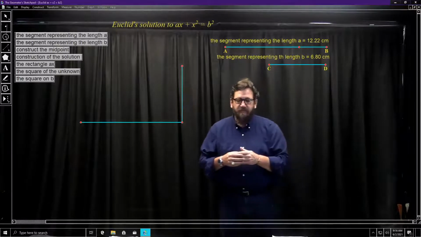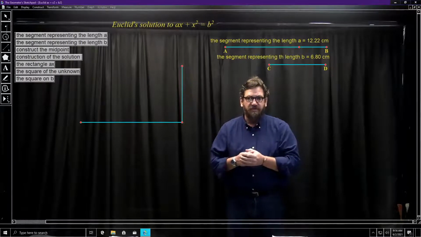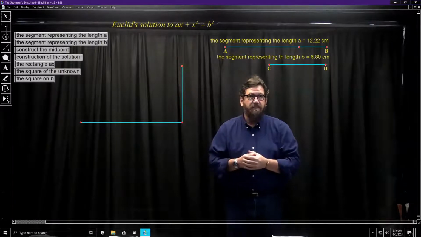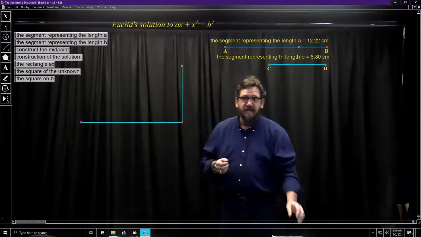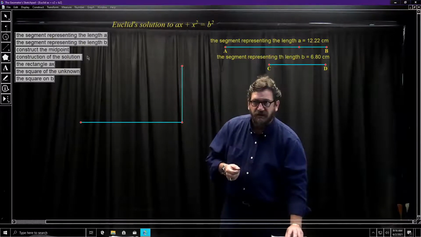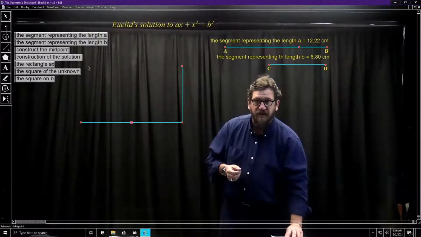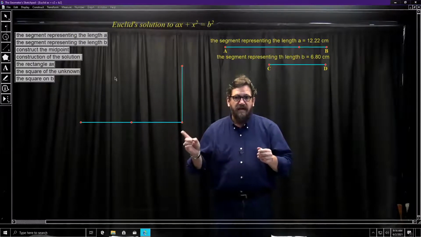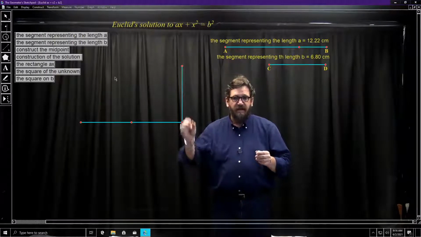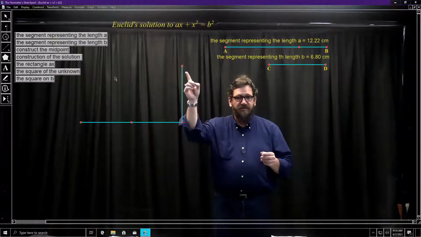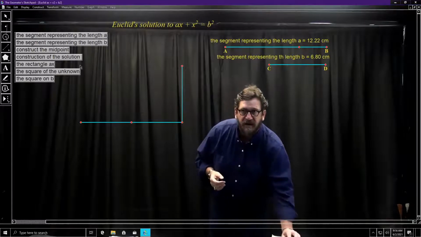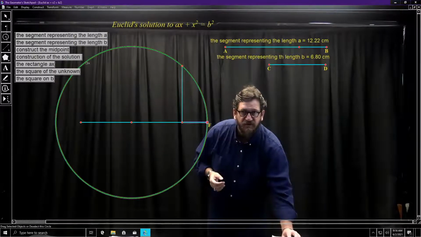Now then, in order to come up with a solution, Euclid said, well, there's not a lot I can do here. Let me find the midpoint of one of the segments, namely A. So that's what we're going to do next. We're going to find the midpoint on A. Now, from the midpoint on A, I'm going to center a circle, and that circle is going to pass through this topmost part of the segment representing B. And this is going to help us see the solution.